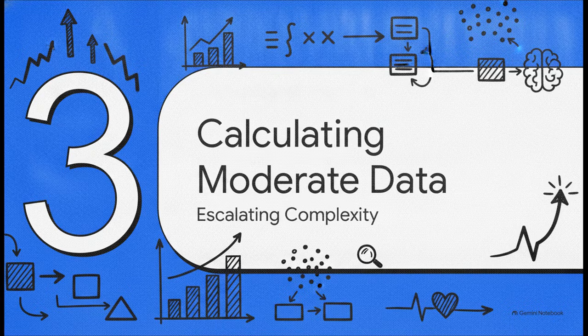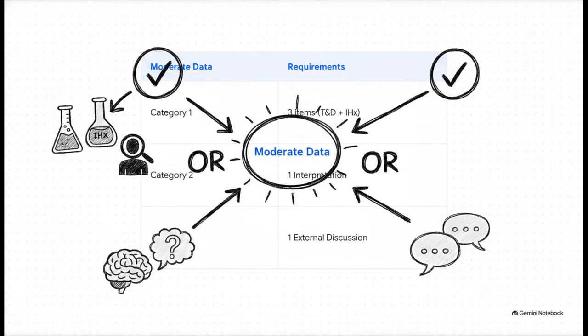Okay, Section 3, calculating moderate data. Let's turn up the dial and escalate that complexity. So what does it take to hit moderate? The magic rule here is that you must meet at least one of the three available categories. You can do this by combining three items in Category 1. So ordering two unique tests plus using an independent historian equals three items. That checks the Category 1 box.